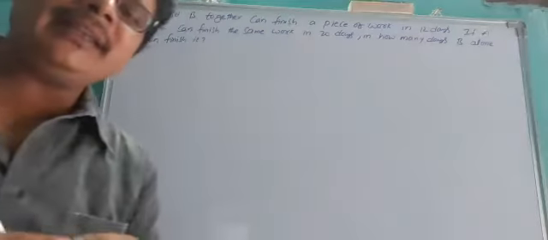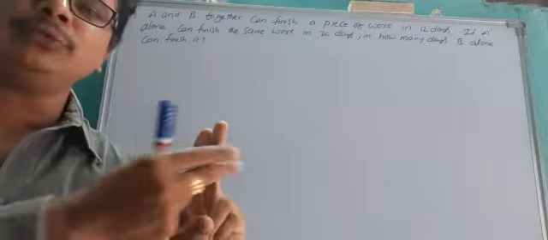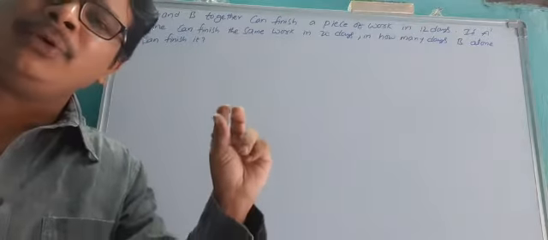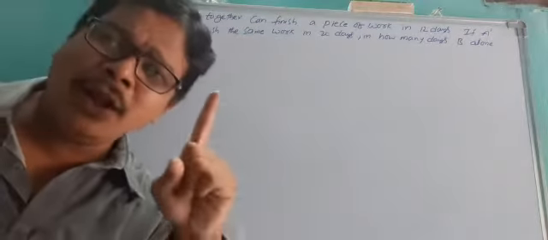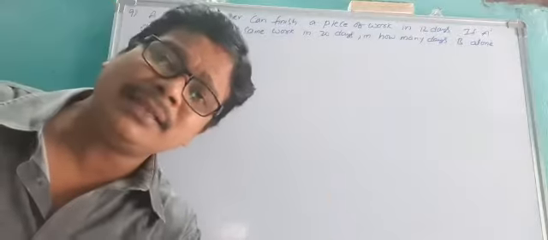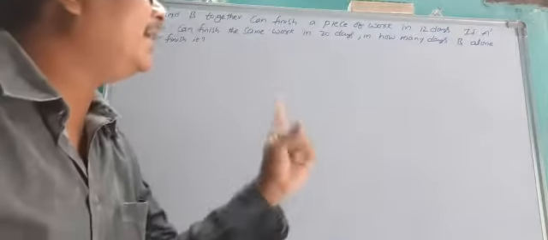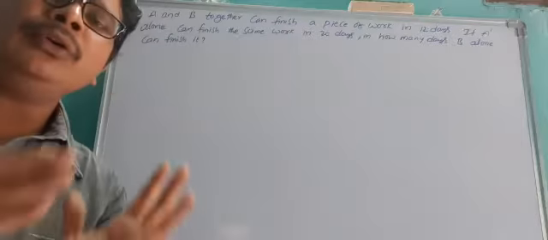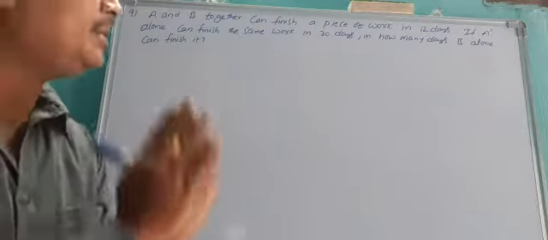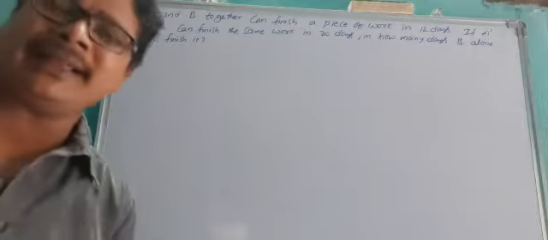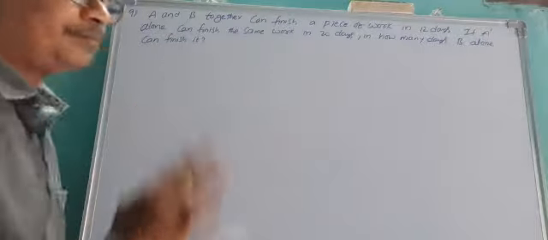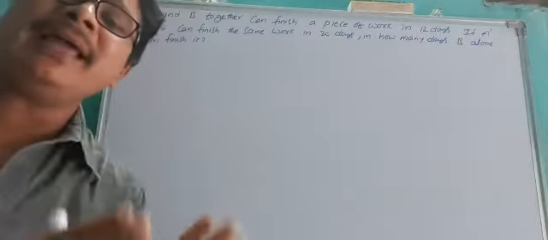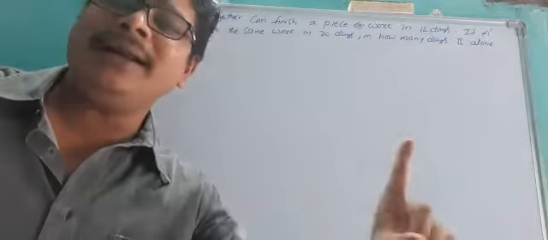Okay. So A alone can finish the same work in 20 days. Both of them together, that means A and B included, can finish the work in 12 days. A alone can finish the same work in 20 days. So what do we want? We want to find in how many days B alone can finish the same work. Very simple question. I will explain in a very simple manner. In any case, if you have time and work sums, you should convert into 1 day's work.